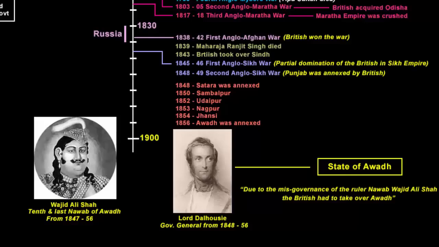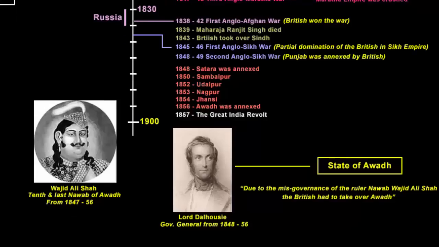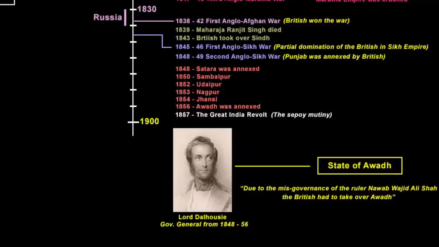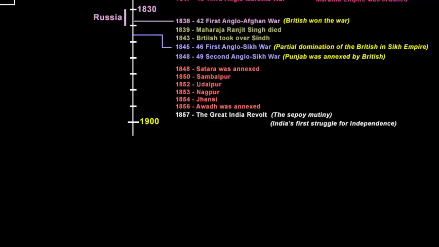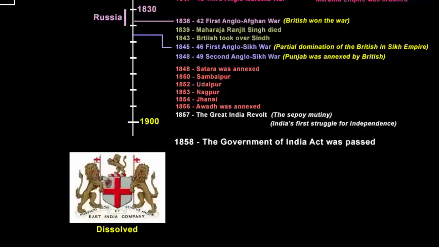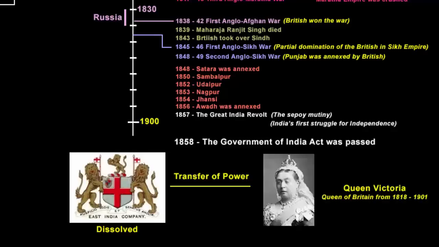Seeing this enraged the people of Awadh, who later joined the Great Revolt that broke out in 1857. This revolt was also known as the Sepoy Mutiny and also India's first struggle for independence. The revolt of 1857 saw the end of the East India Company's rule in India. On August 2, 1858, the British Parliament passed the Government of India Act 1858. Under this act, the company was formally dissolved and its ruling powers over India were transferred to the British Crown. In other words, from here on, the era of the new British Raj started, which lasted until the partition of India in 1947, about which we will learn in a separate video.